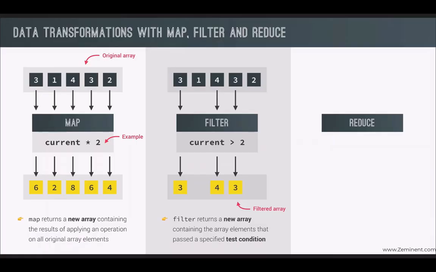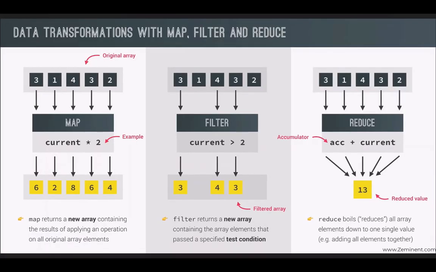And finally, there is the reduce method, which we use to boil down all the elements of the original array into a single value. As an example of this, we can add all the elements of an array together, but we can do many other interesting things. For example, to add up all the numbers in the array, we need to specify an operation like this one, where we have an accumulator variable. Then as the reduce method loops over the array, it keeps adding the current element to the accumulator until at the end of the loop we have the total sum of the elements.